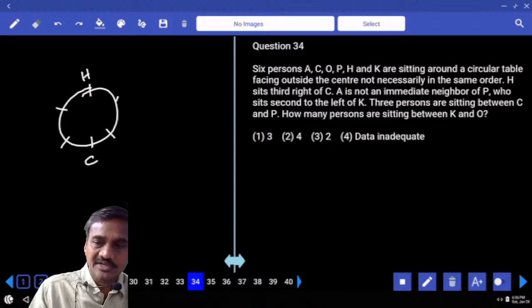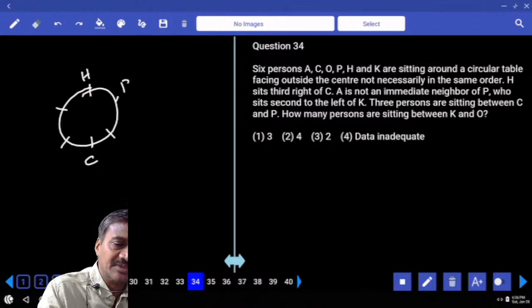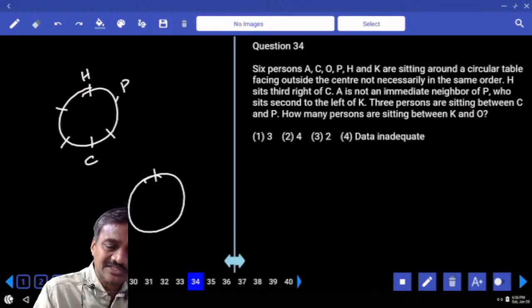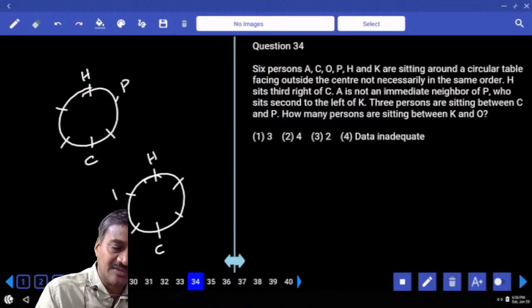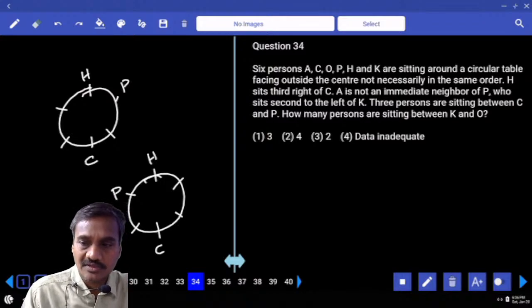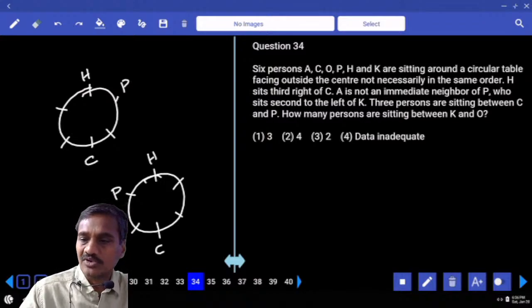A is not an immediate neighbor of P. P who sits second to the left of K. 3 persons between C and P. Now 3 persons between C and P. P can be here. Or what is the next possibility we have? 3 persons between C and P. C and H were like this. P can be here.